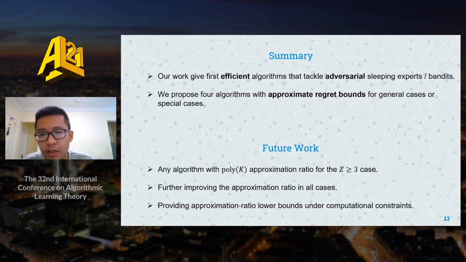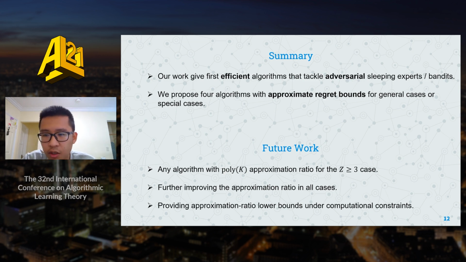Finally, let's summarize our results. Our work gives the first line of efficient algorithms to tackle adversarial sleeping expert and bandit problems. And we give some algorithms that achieve sublinear approximate regret bounds.